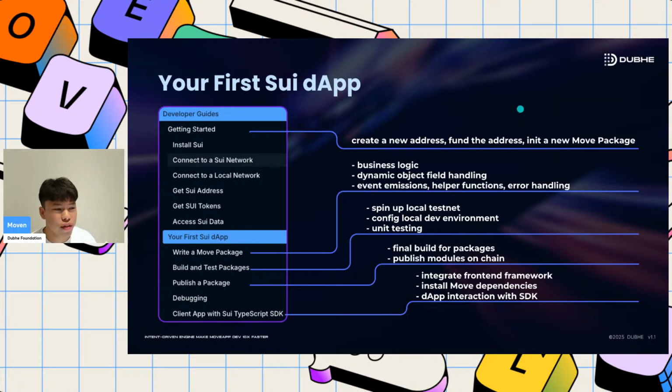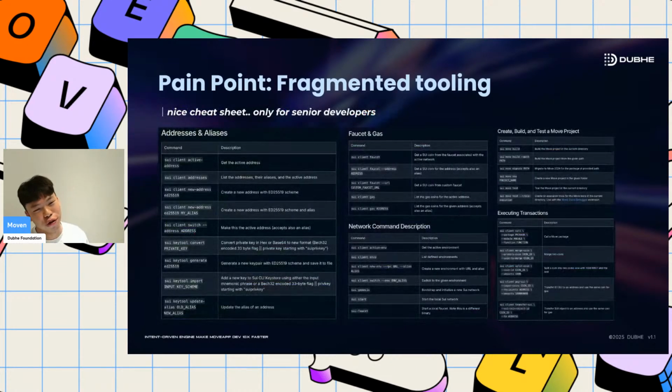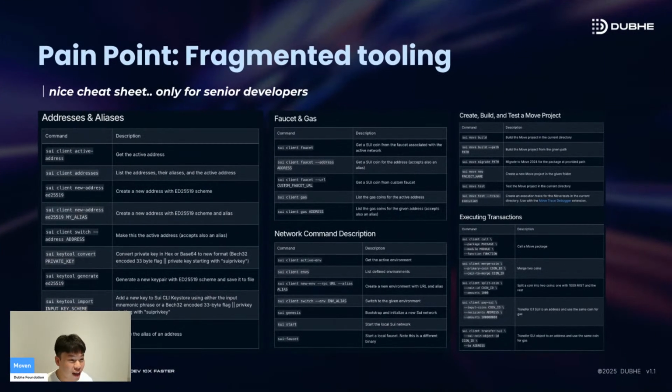So we can imagine that the first problem here is that the tooling is fragmented. For a newcomer, there are many CLIs to become familiar with. That's one example here. If we take a deeper look at how many CLIs we have right now for Sui, you can see it's quite a lot, and it's not all of them, I have to say. To summarize, it's nice overall, but it's much more friendly for senior developers than for newcomers. That's the first problem here.